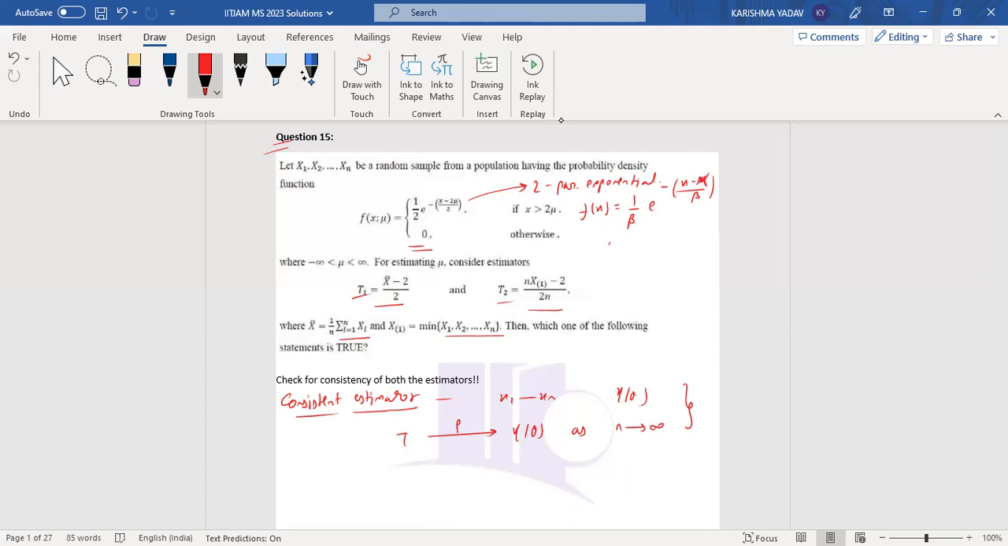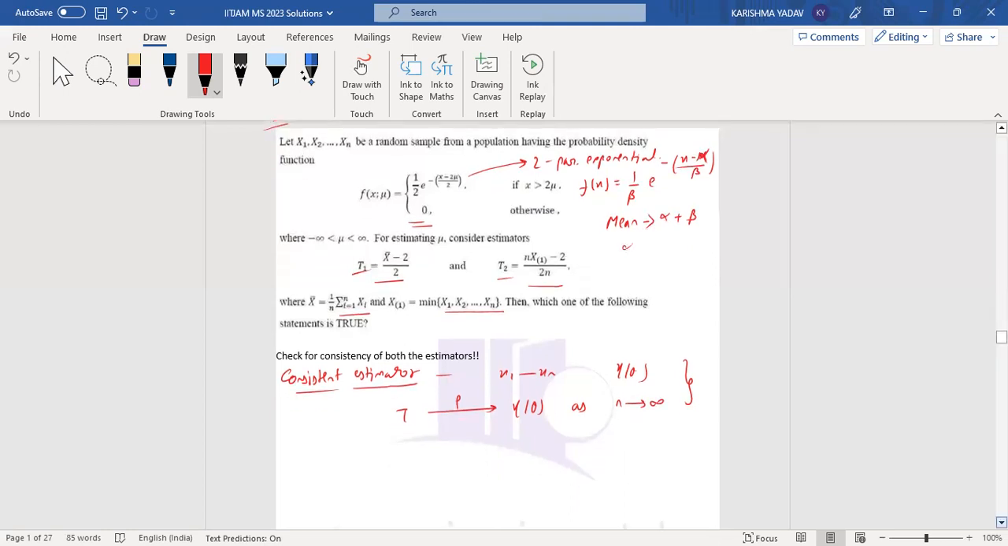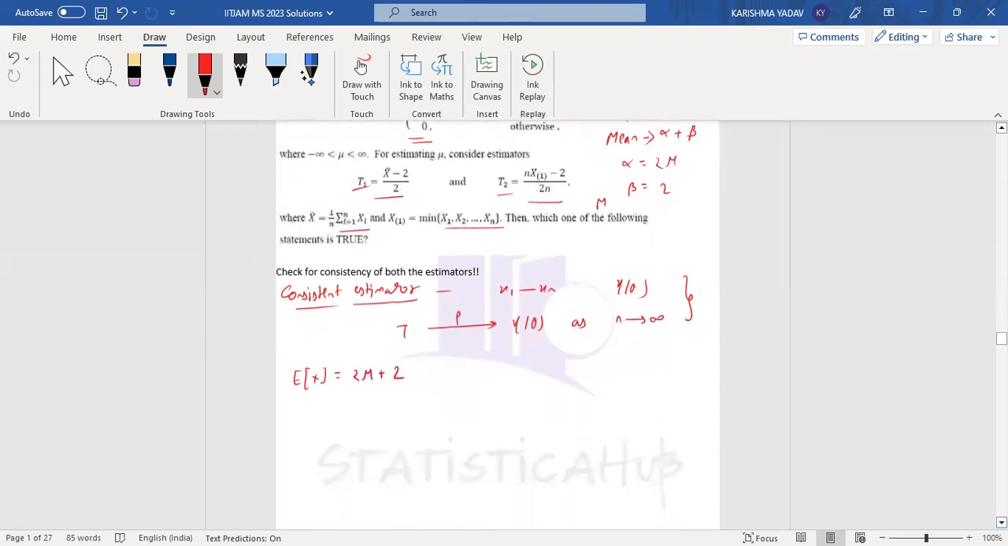Now what is the mean for this 2 parameter exponential? That is alpha plus beta. Let's apply it in a similar way here. Here my alpha will be equal to 2 mu, and my beta is equal to 2. So the mean for this is expectation of x equals 2 mu plus 2. Now let's look at these estimators, that is T1 and T2.